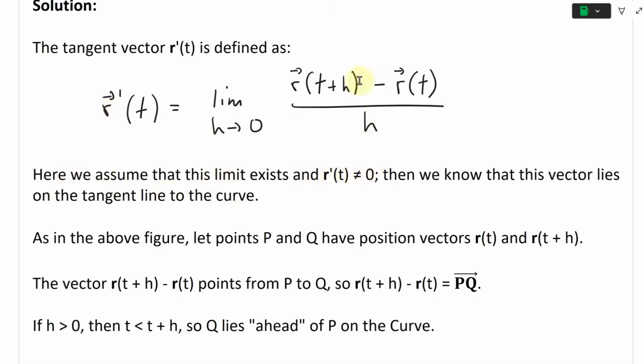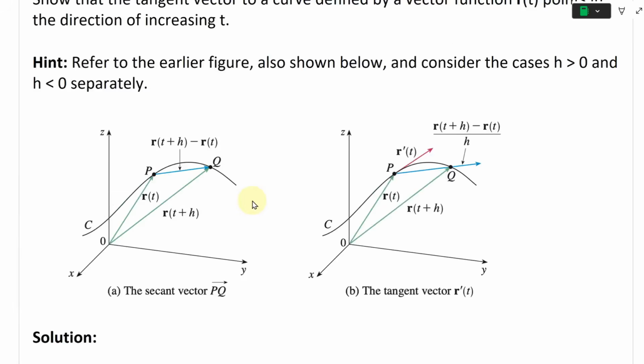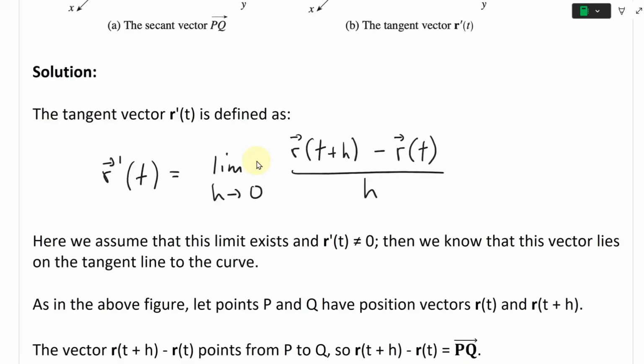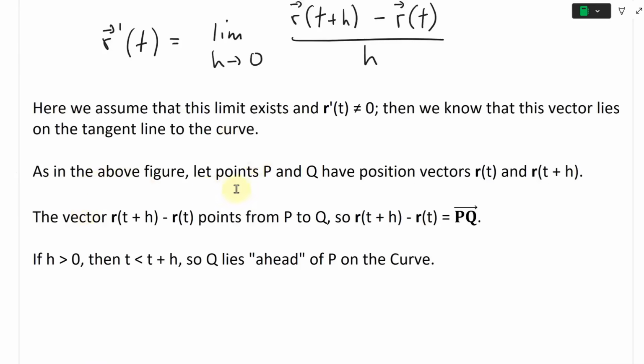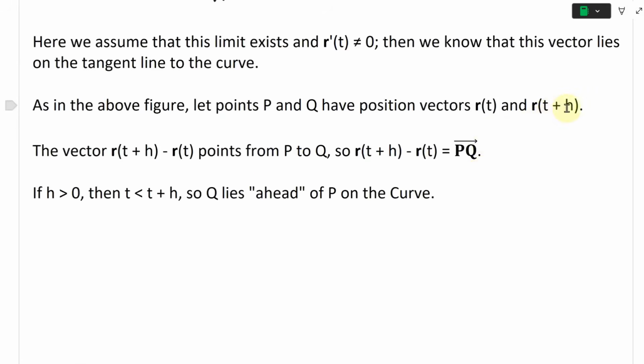So let's say it exists and it's not equal to 0, and then we know that this vector lies on the tangent line to the curve. Basically, this is the tangent line straight across there. So we know it's going to be somewhere like this, up or down, so it's going to be in one of those directions. As in the above figure, let points P and Q have position vectors r of t and r of t plus h, and the vector r of t plus h minus r of t points from P to Q. So the difference r of t plus h minus r of t is equal to the PQ vector, or the secant vector.